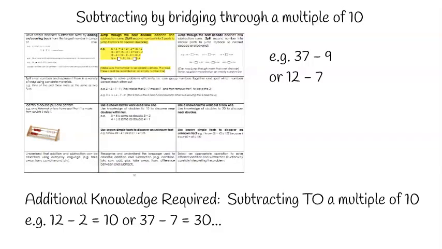Knowing how to subtract to a multiple of 10. For example, knowing that 12 take away 2 equals 10, or 37 take away 7 equals 30. If pupils don't know this yet, then again, this would need to be worked on prior to this, in a similar way to what we've already described. We'll explore this here through TIMSS frames, but it could and should be done with a range of other materials and connected to a range of story-type contexts.